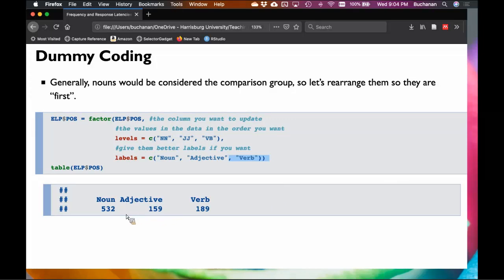I would compare those two tables to make sure I didn't just relabel them. The goal here is not to just give them new labels. The goal here is to reorder them. So don't write JJ, noun, verb, and then just give them new names. You want to give them new names and rearrange them. Think of this as a regular expression, if you will. It's finding all the NNs and replacing them with nouns.